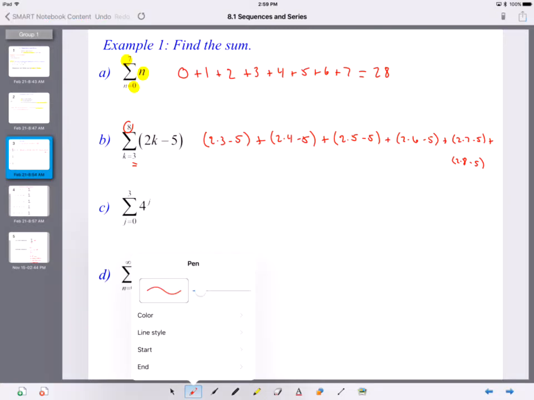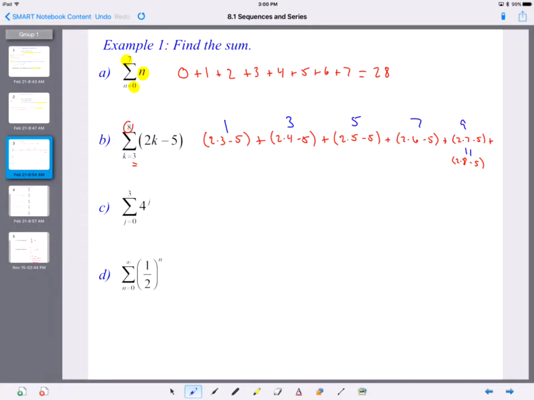So what are these numbers going to be? Well, let's calculate. 2 times 3 is 6. 6 minus 5 is 1. 2 times 4 is 8. 8 minus 5 is 3. 2 times 5 is 10. 10 minus 5 is 5. And you'll start to see a pattern here. 12 minus 5, 14 minus 5, and 16 minus 5.